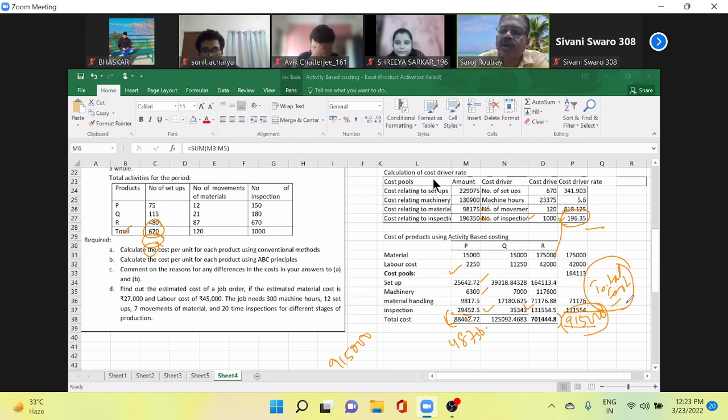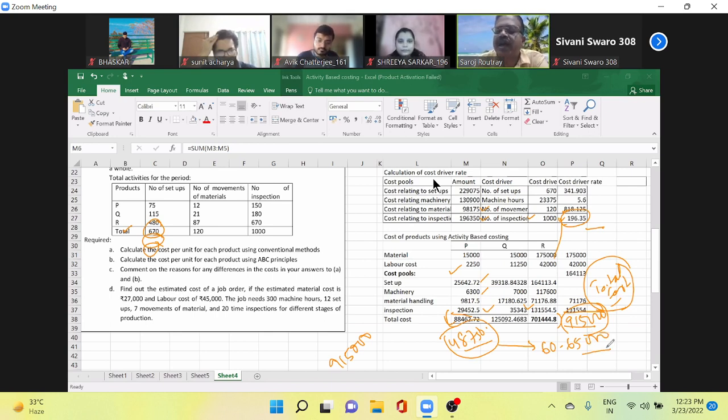But what is the problem? The problem is that when you follow a certain method of costing and you get a cost, accordingly you fix a price. So if you are getting a cost of 48,000, you will fix a price of say 60 to 65,000.